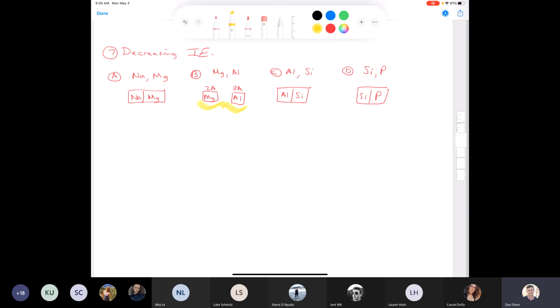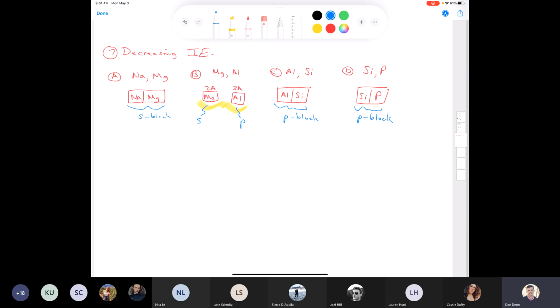And that is when we go from magnesium to aluminum. If you look at the blocks that these elements are in, sodium and magnesium are both in the S block. Aluminum and silicon are both in the P block. Silicon and phosphorus are both in the P block, whereas magnesium is in S and aluminum is in P.